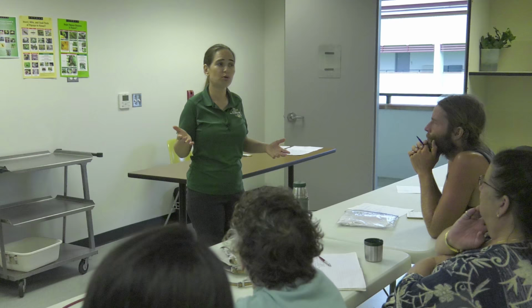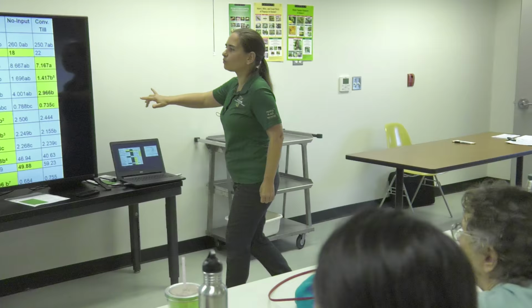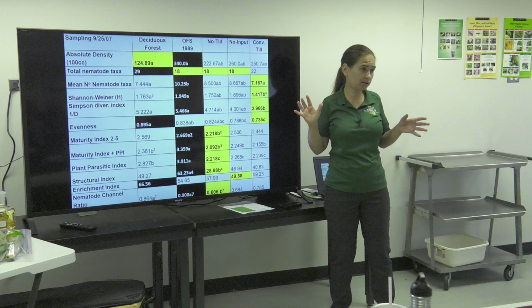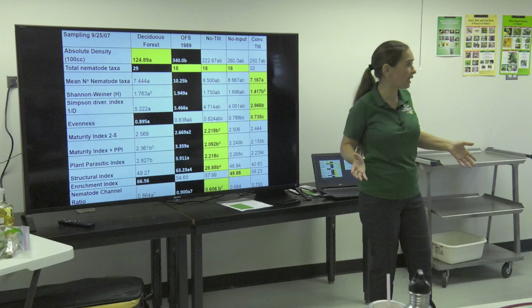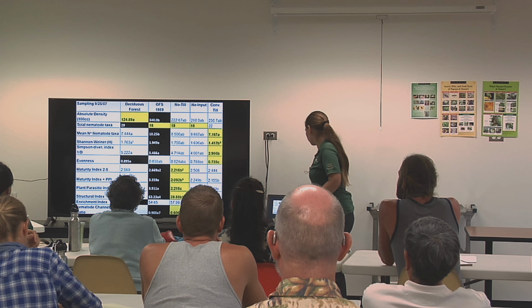Mainly, and I believe this, mainly because they had similar crops. And plant diversity drives soil diversity. So even though conventional tillage and no-till were receiving herbicides, pesticides, all that, it did not really affect the soil biology significantly. Not in this experiment. There are some experiments that do show it, but in mine, I can only show what I got. But it reinforces the knowledge that plant diversity drives soil diversity.